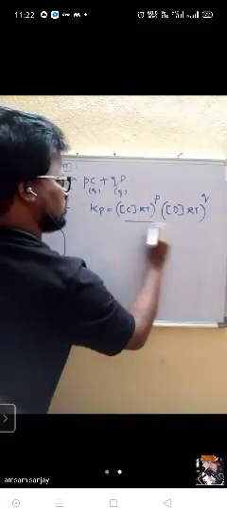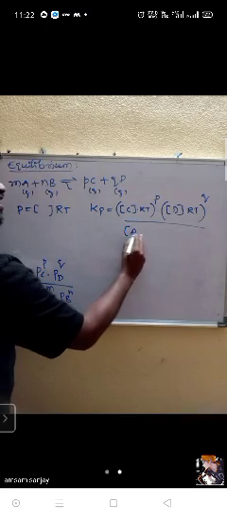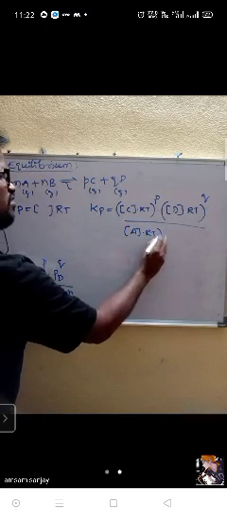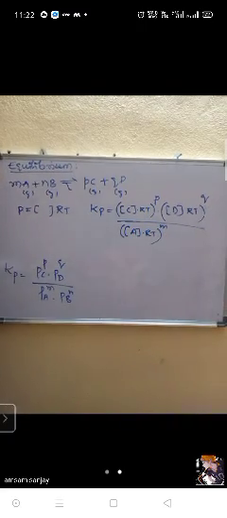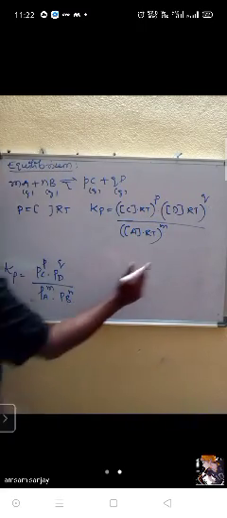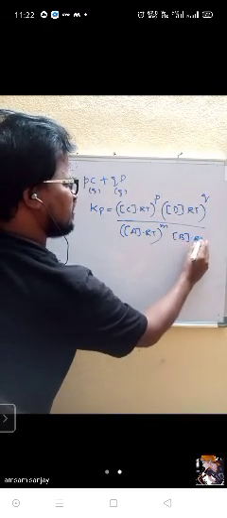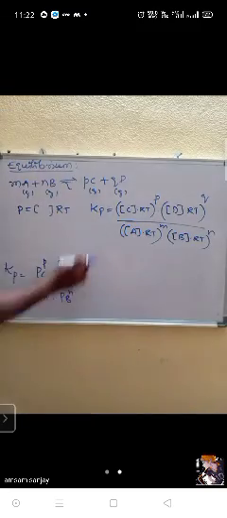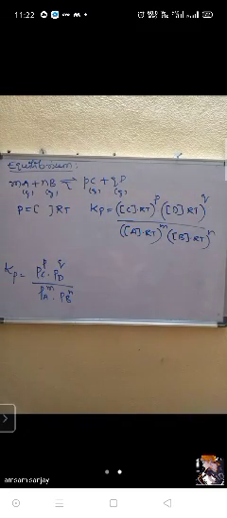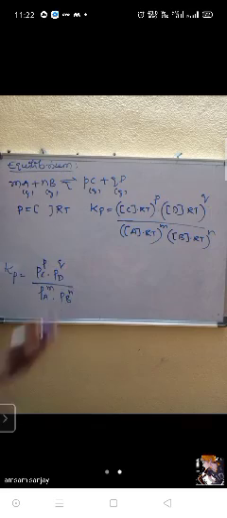Q, divided by, for this also, concentration of A into RT whole to the power of M. Correct? Now can you see this? Concentration of B into RT whole to the power of N. Anybody having doubt how I written this? Then next. Sir, I am not doing anything, just simplification.